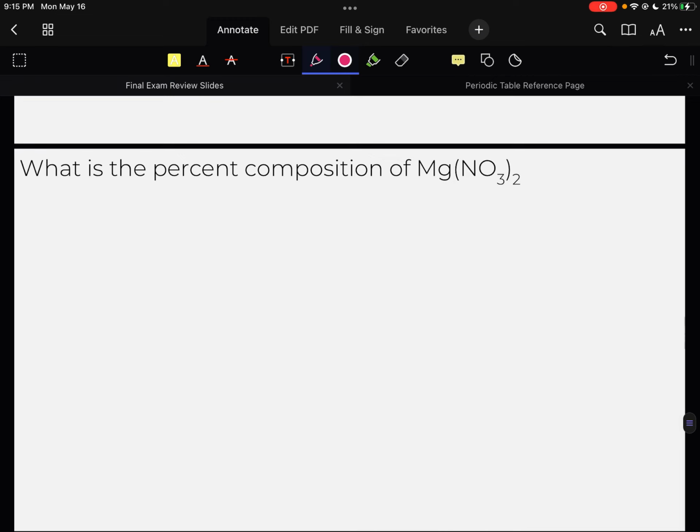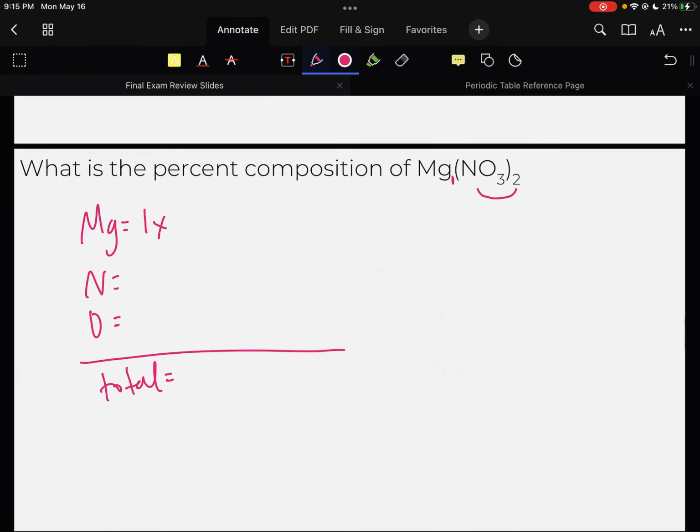All right, for percent composition, this is where we're just trying to find how big the piece of each part is. So it's kind of like your percent on a test grade. You take how many questions you got right out of the total. So we want to find how much of each thing we actually have, and then we'll get a total. So I have 1 magnesium, right? There's a little invisible 1 down there. I have 2 nitrogens, because remember the 2 applies to everything. So 2 nitrogens, and I'm going to have 6 oxygens, because 2 times 3 is 6.